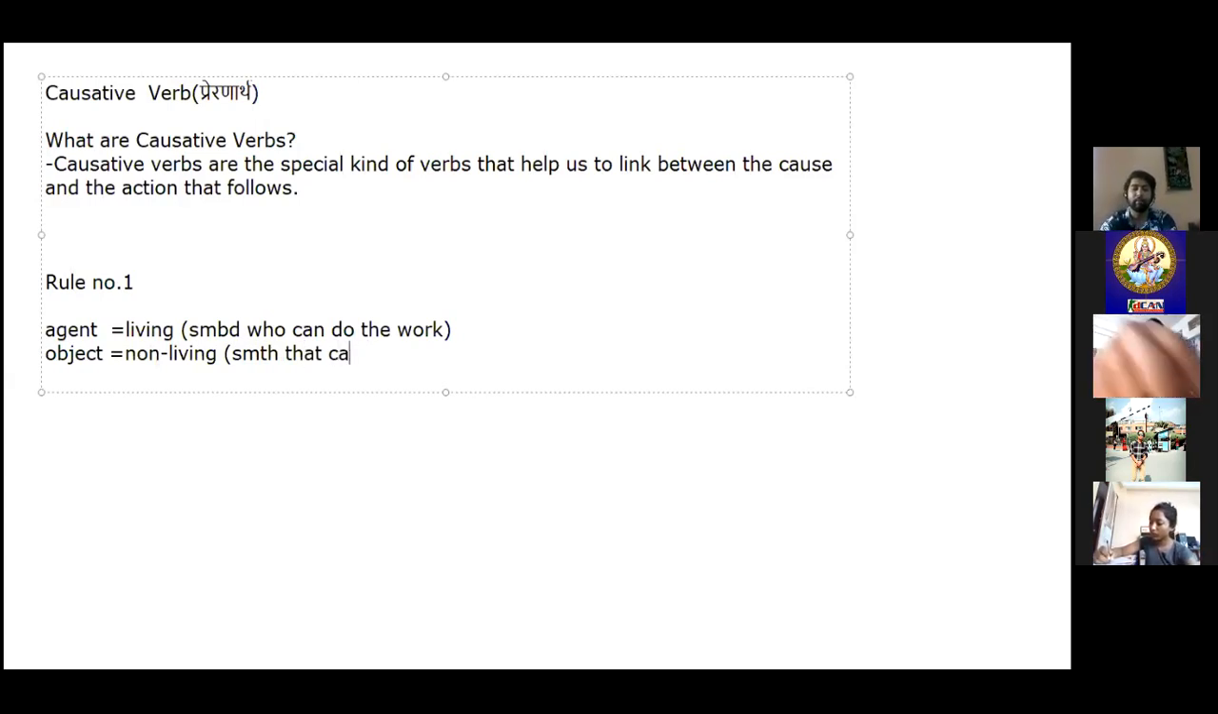Something that cannot work on its own, right? Cannot operate. Or work on its own.